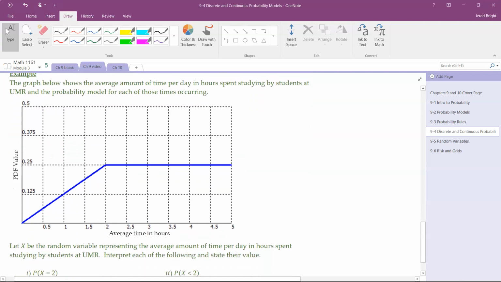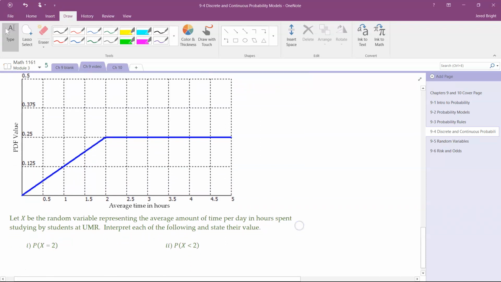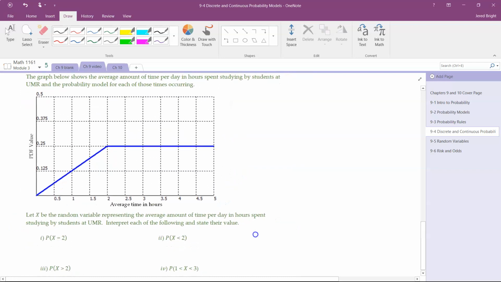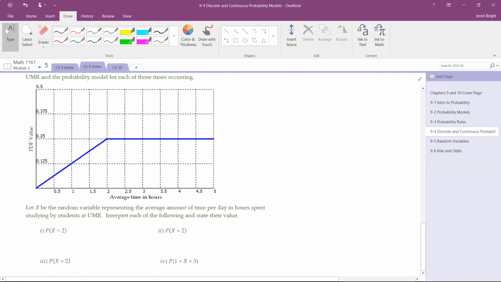The graph below shows the average amount of time per day in our study. So context, context, context, read, and here we go. Let x be the random variable representing the average amount of time. We want to interpret and find and state their values. I'm going to do the first 2. You do the second 2.